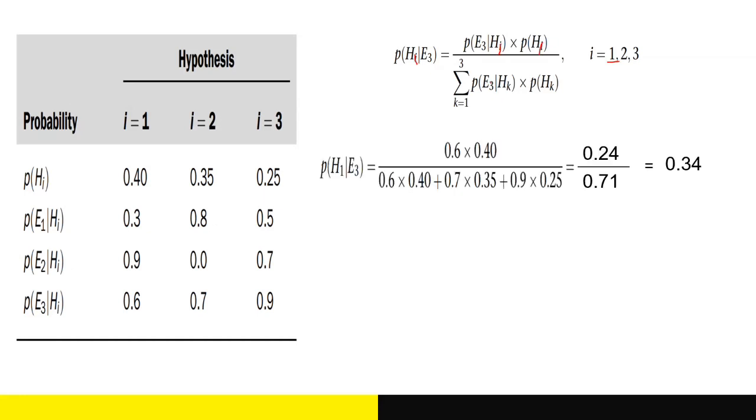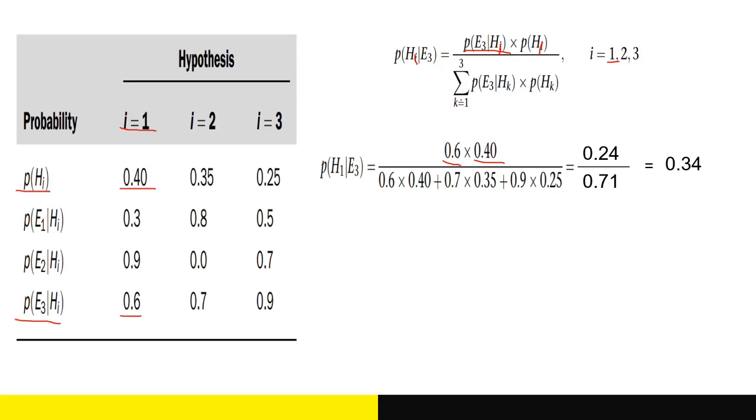So the probability of hypothesis 1 given evidence 3 is equal to the probability of evidence 3 given hypothesis 1. So our i is equal to 1. So we have 0.6 multiplied by the prior probability of H1, which is 0.40. And if we multiply them, their product is 0.24.